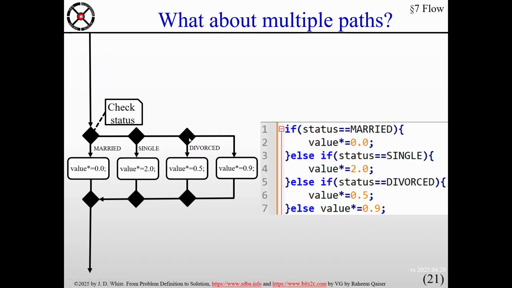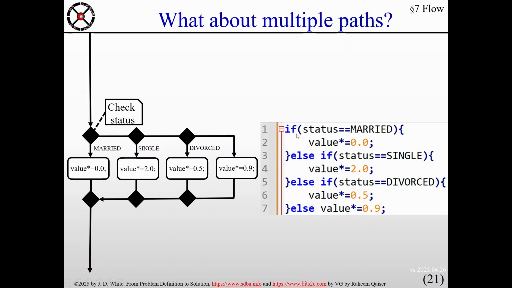If none of these are true, continue on, multiply the value times 0.9, come back, merge back with divorced, merge back with single, merge back with married, and continue on. So you see how they're paired. We split, merge, split, merge, split, merge. There's our UML.